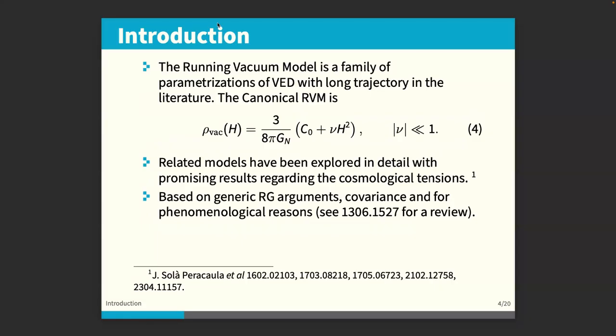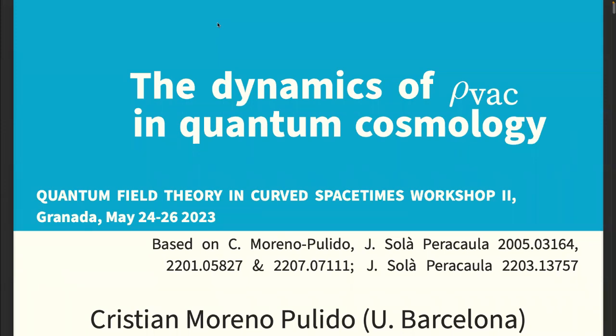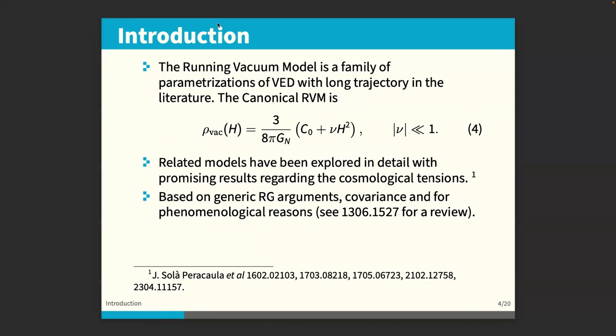Let me review a little bit the running vacuum model, which has been around in the literature for some decades, and basically states that the vacuum energy density in the universe can be parameterized in that way with the Hubble function, with this small parameter mu. This kind of model has been of interest in the literature from many perspectives, but basically from general renormalization group arguments and arguments of covariance, or even for phenomenological reasons. There was no strong physical reason to justify this kind of model beyond the pure phenomenology.